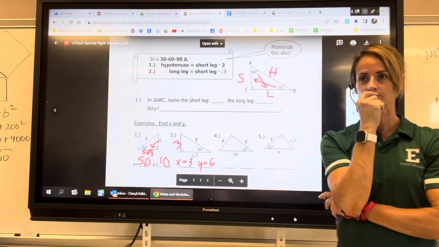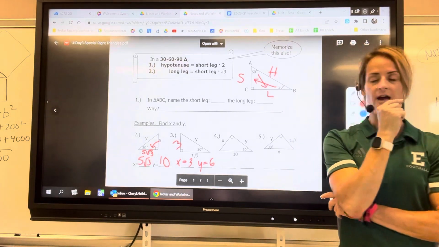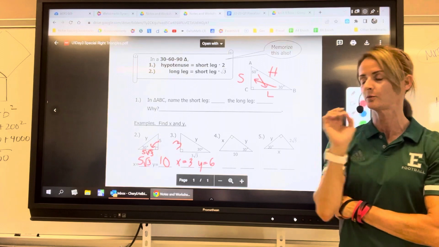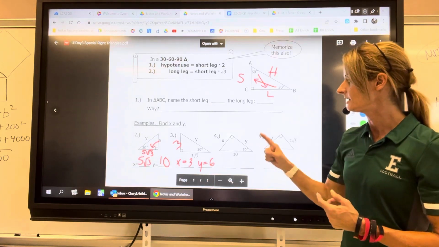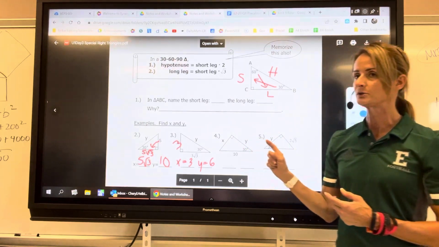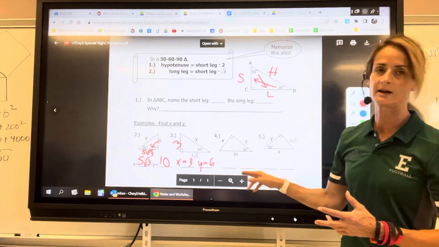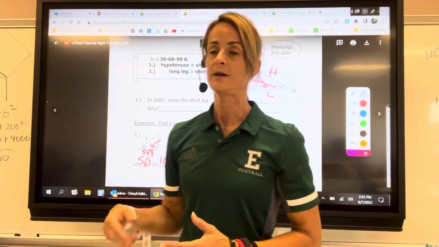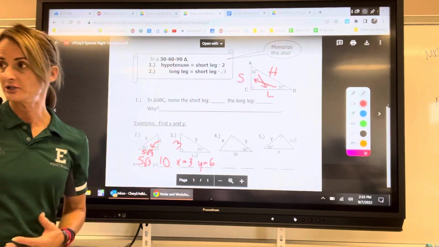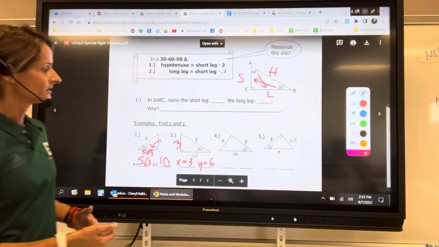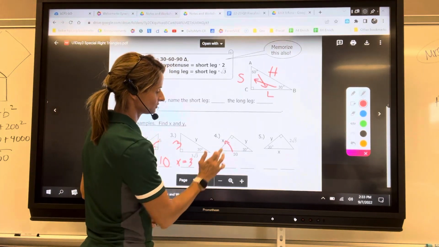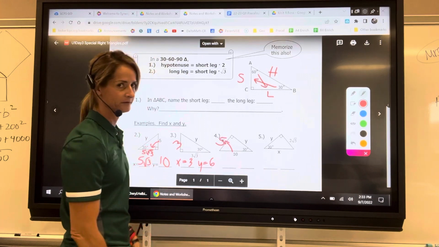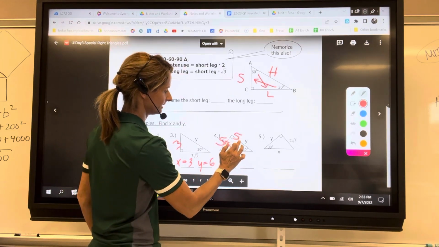How is this? I think the hardest problems are when you're given the long leg. In number 4, we're given the hypotenuse. We can tell that because it's across from the right angle. So we can get the short leg pretty quickly. We just divide it by 2. The short leg is across from 30 degrees. So that means 10 divided by 2 gives me a short leg. So the short leg is 5, which means the long leg is 5 root 3.